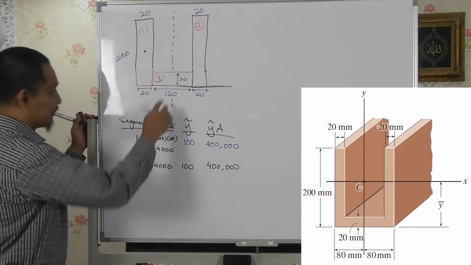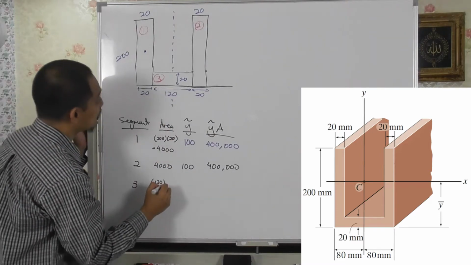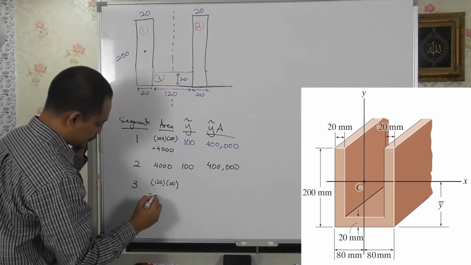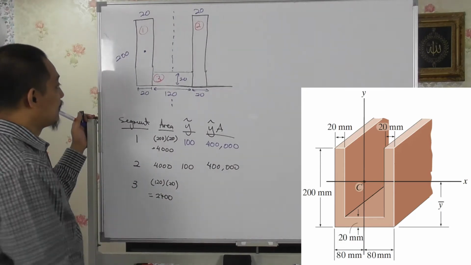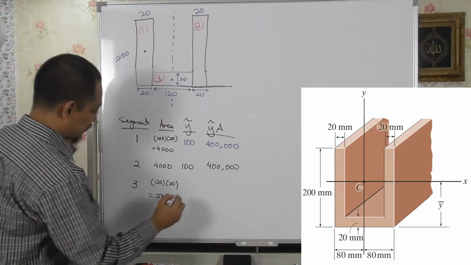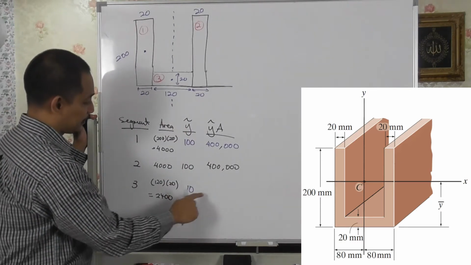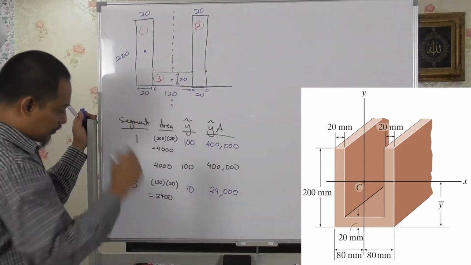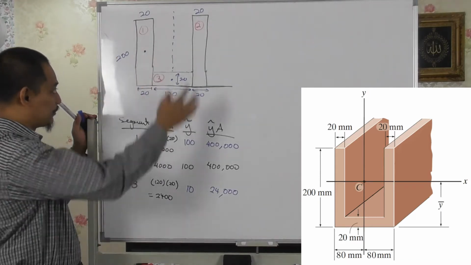What about shape number 3? The area is 120 times 20, which becomes 2400. The centroid is at the middle, so it should be half of that 20, which is 10. Then you get 24000. Hopefully you remember the equation that we will be using after this.